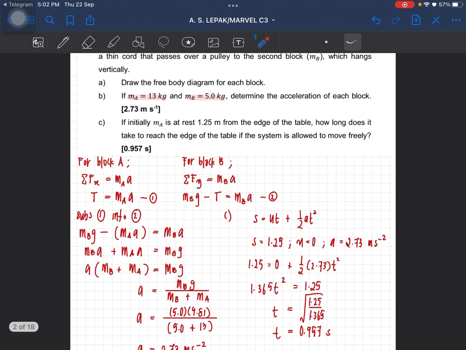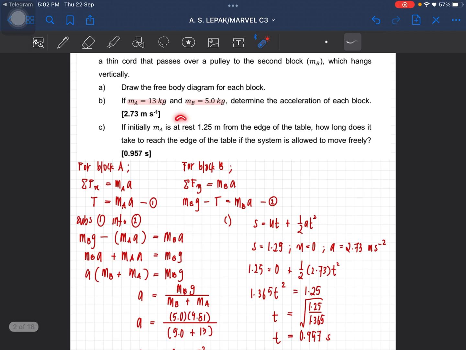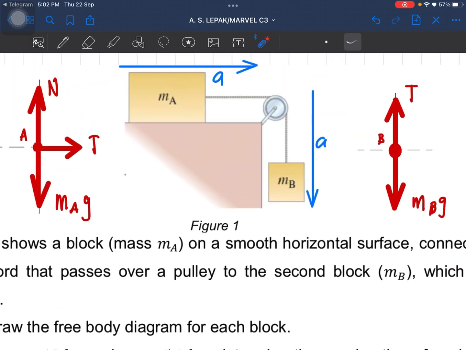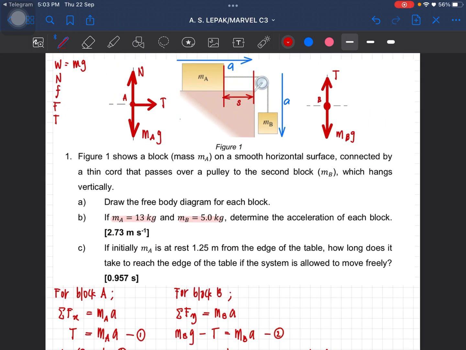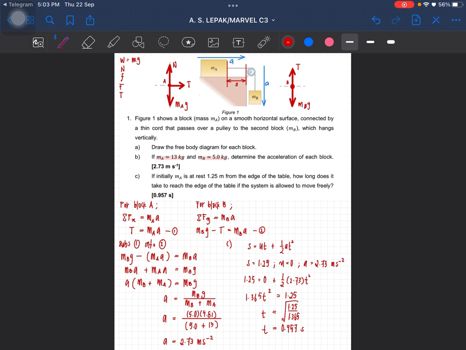So for question C, what it means here is that it says the block is at rest. Then it says 1.25 meters from the edge of the table. So the distance is actually from here to here. It is not from there, it is just this distance here. So this distance here is our value of S, which is equal to 1.25 just now. Okay, this is the solution for question number 1.